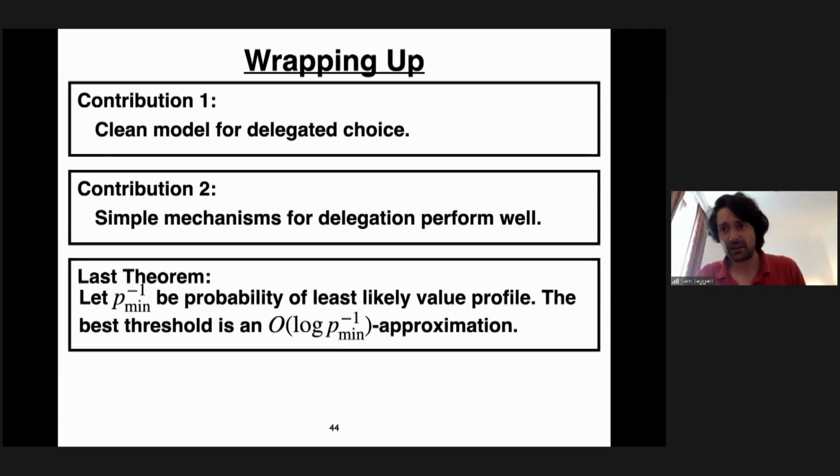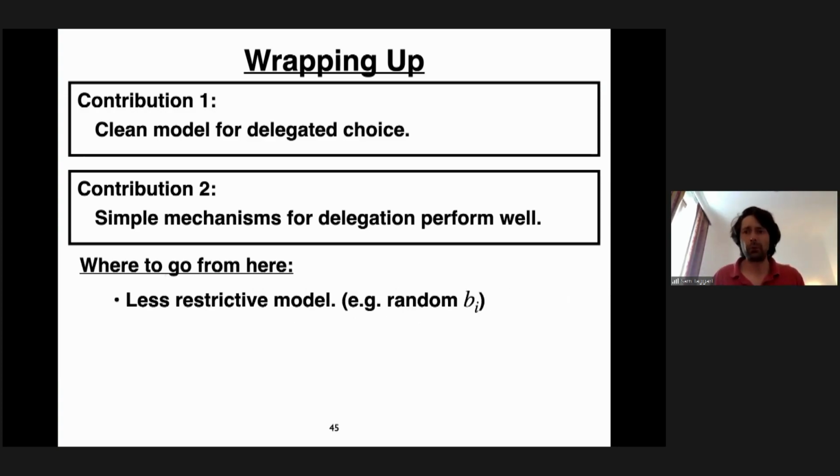There's also this last theorem that I just want to mention again. I'm not going to get into it because I think the proof is less interesting than the stuff I showed you. But more broadly, hopefully this session has convinced you that delegation is a really cool core microeconomic problem that computer scientists should be studying more. There are a lot of really great questions here.